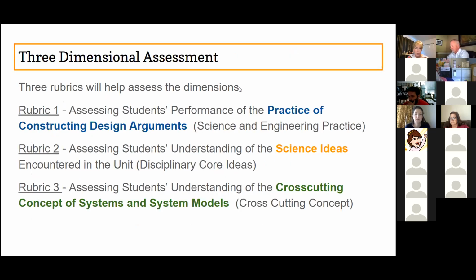So when you look at the rubrics, because it's a 3-dimensional assessment that's highlighting all 3 parts of the Next Generation Science Standards, or our Kentucky Academic Standards for Science, you are going to see rubric 1 is particularly focusing on the science and engineering practice of constructing design arguments. Rubric 2 is looking at the disciplinary core ideas, or the science ideas. And then rubric 3 is looking at the crosscutting concept of systems and system models, and whether it's obvious that they're providing evidence that they understand that the parts of a system work together to help the system function as a whole.